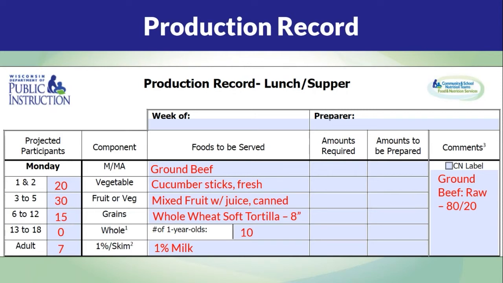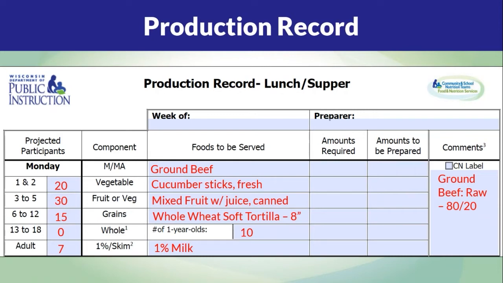We need to complete the production record for the meal. The production record is the tool to document the specific food items and amounts to prepare to meet the minimum required serving sizes. For this meal, we are making tacos and will be using ground beef, so that is entered for the meat alternate. Next, record the other food items that will be used for this meal. Vegetable are cucumbers. The fruit is mixed fruit with juice, which is canned. Grains will be the whole wheat soft tortillas, and then whole and 1% milk.